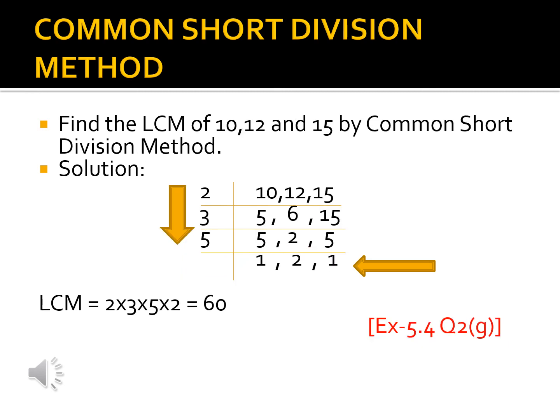Now let us try finding the LCM of three numbers by the common short division method: 10, 12 and 15, right? At the very first step, we select a common prime factor. If it divides all three numbers, it is very good. If it does not, we select a number which divides at least two numbers. So, 10 and 12 are divisible by 2. I select 2 as the divisor. I get quotients 5 and 6, and I write 15 as it is.